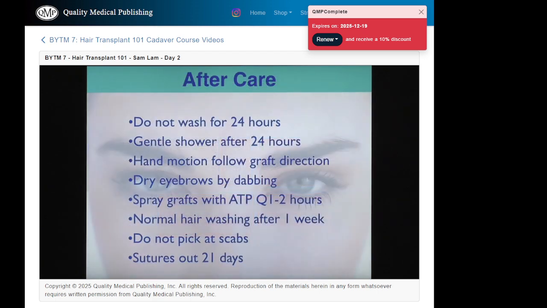So aftercare, the general idea is you just want to not wash the area for 24 hours. You use a gentle shower. I use ATP spray to help with better improvement. If you ask what the heck is that, I've got a whole lecture on that also this afternoon, so don't worry about asking just yet. And then sutures, if we do it, come out at 3 weeks, as I mentioned.